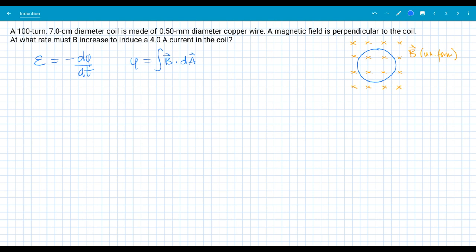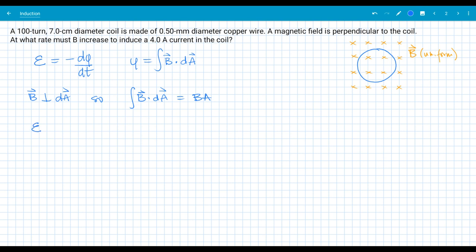So for this particular problem, we have B is normal to dA everywhere, right? For this whole entire setup. So that's really nice. What that allows us to do is say, since they're everywhere normal to one another, this integral of B dot dA is just simply the product B times the total area A.